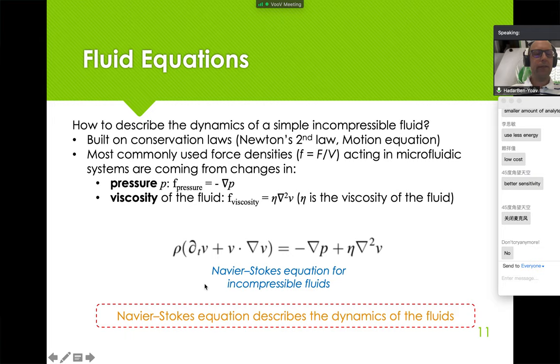There is a very famous equation called the Navier-Stokes equation for incompressible fluids. It describes the dynamics of the fluid. If we have the density itself, rho, which changes the velocity of the solution with the change of the pressure in the system, and here is the effect of the viscosity. So it actually describes the velocity of the solution at any point, at any time in your microchannel. Any questions on this slide?